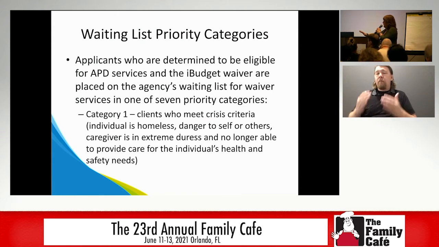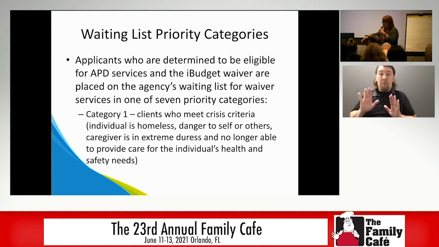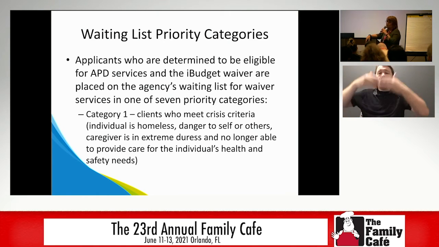Individuals who exhibit behaviors that are a danger to themselves or others. We have very severe cases of behaviors where we've heard all kinds of stories where the individual may have autism and may have severe behaviors and pushed grandmother down the stairs. I mean, we're talking about severe behaviors and they pose a danger to themselves or those who are with them in the home. Or individuals whose caregivers are in extreme duress and no longer able to provide care for them.